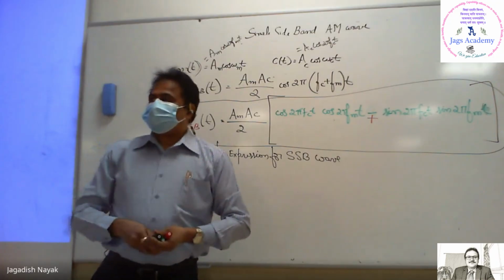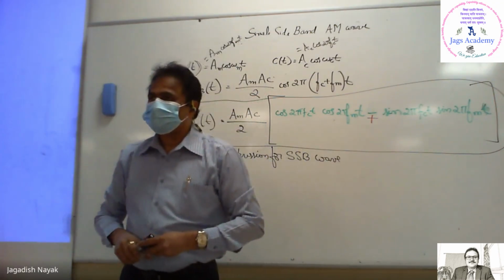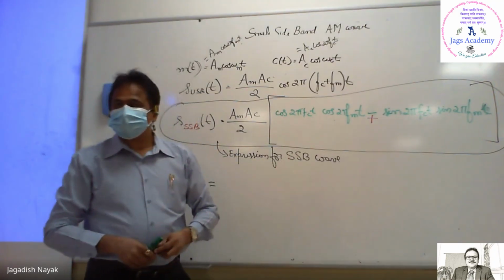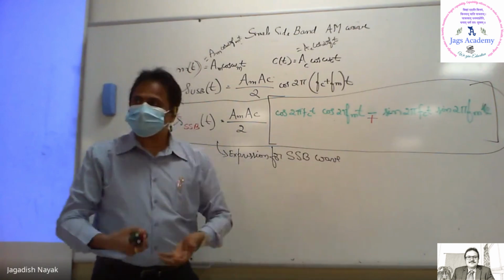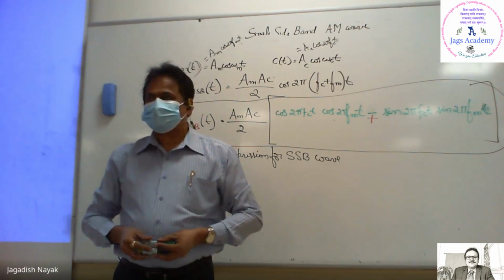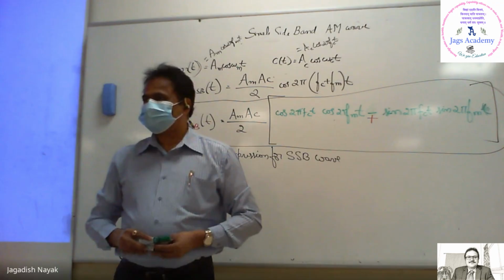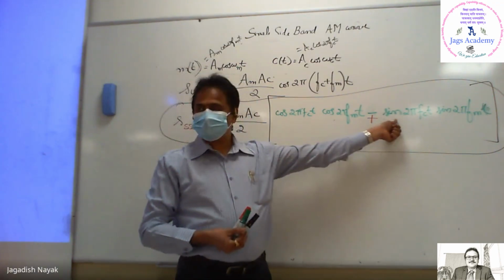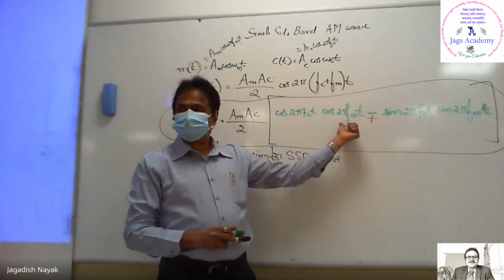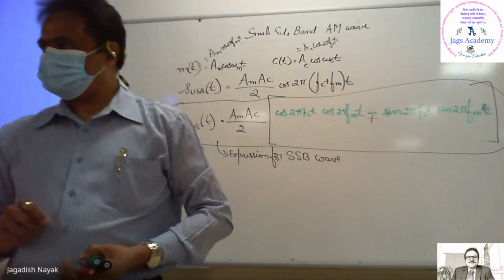Now, to generate a single sideband AM wave, what else is required from this equation? This is there with you, this is there with you. What else is required? Phase shifter, yes or no? You need a phase shifter. What is this? Phase shifted version of this. I understood this. Right.